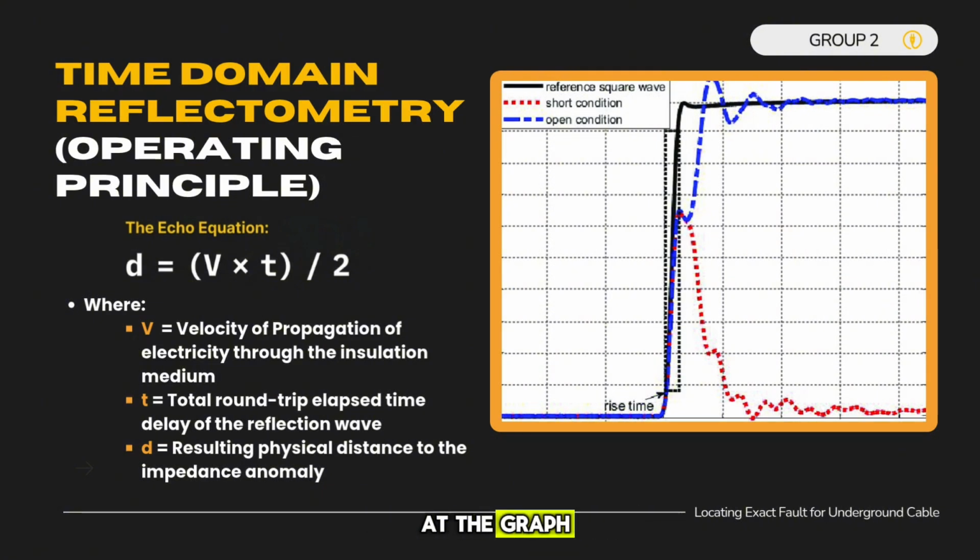If we look at the graph, we can see exactly how the TDR unit reaches the cable. The solid black line represents our reference square wave being sent down the line. If the wave encounters an open condition, represented by the blue dashed line, the signal steps sharply outward, indicating an open circuit break. However, if it hits a short condition, shown by the red dotted line, the voltage drops drastically downward. This allows us to instantly know the exact type and location of the fault.